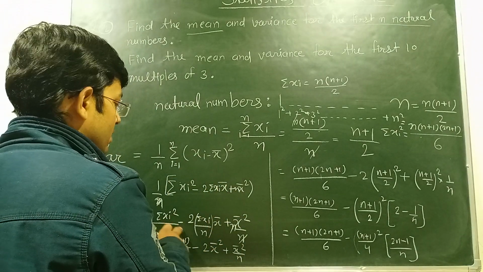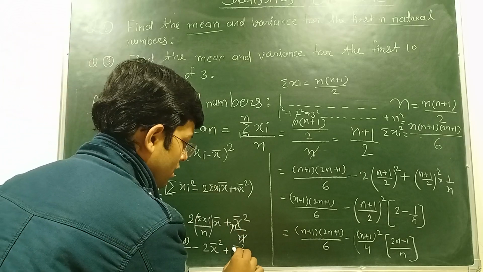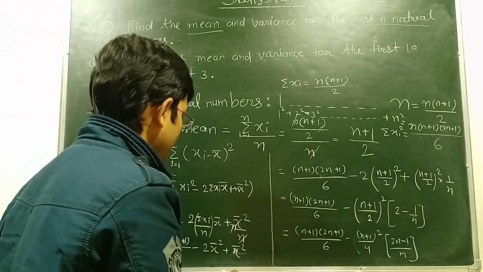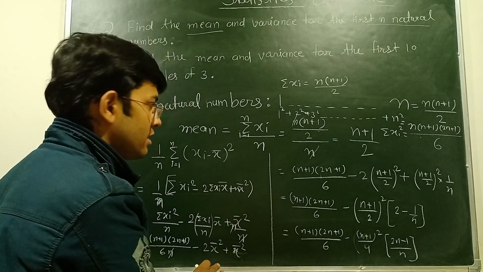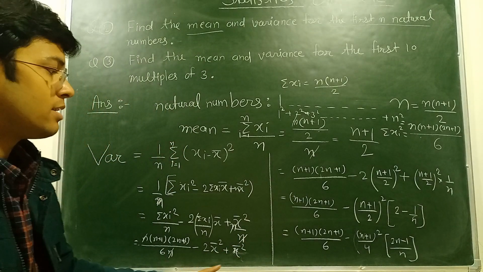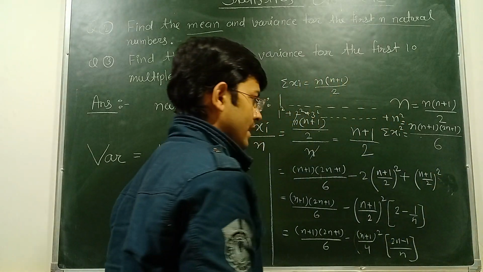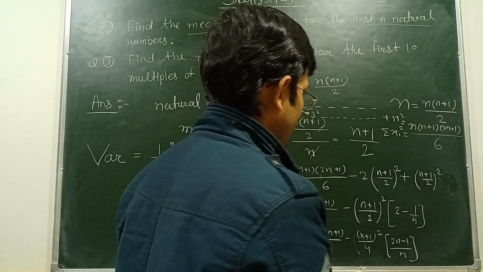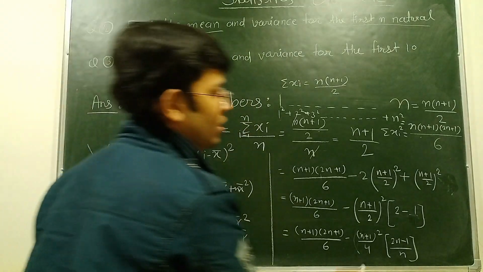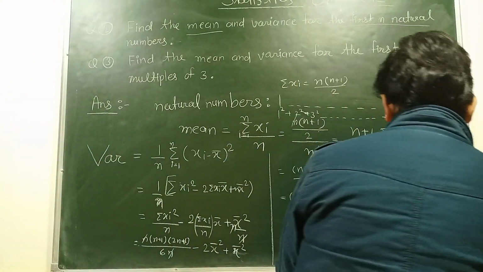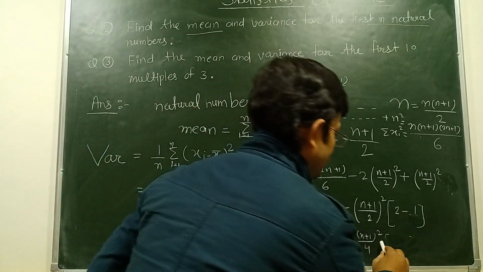So sigma x square upon n minus 2 sigma xi upon n x bar plus n x bar square. Here we will not have x bar, and 2x bar square. So 2x bar square, and here we will not have 1 by n, and here also we will not have n. And now, 2 minus 1 is equal to 1.